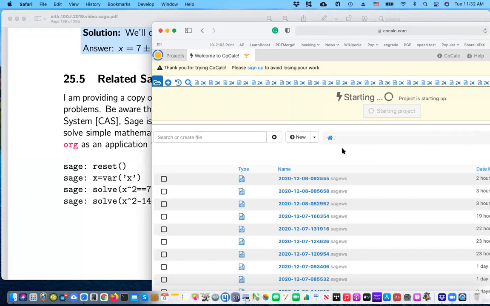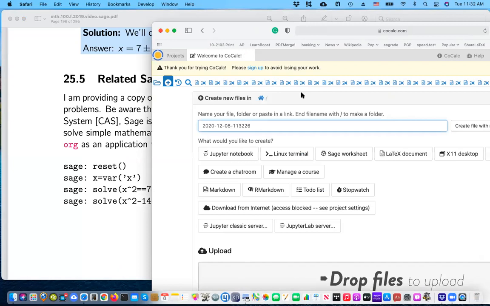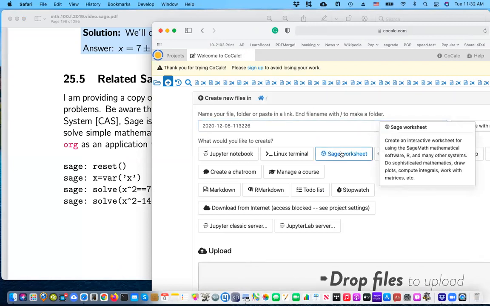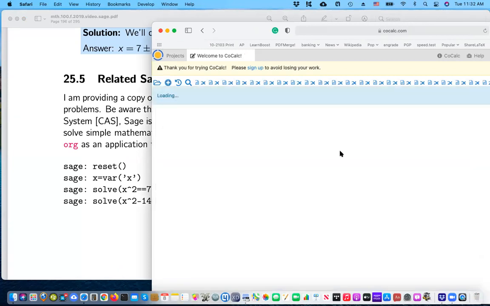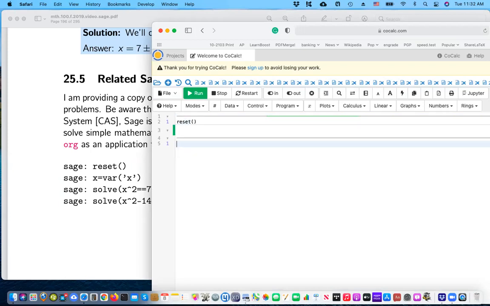They're starting it up. I do want to create a new Sage worksheet. I'll click on the New button, and I want to create a Sage worksheet. All right, it opens, and it looks like a Word document. And I'm just going to type it in. So reset, and remember Shift+Return. We've been doing this for some time now.